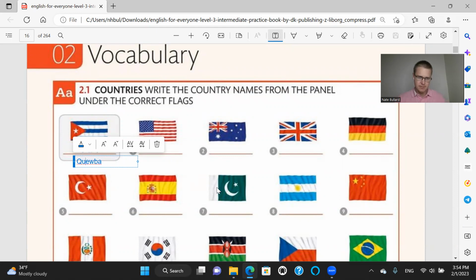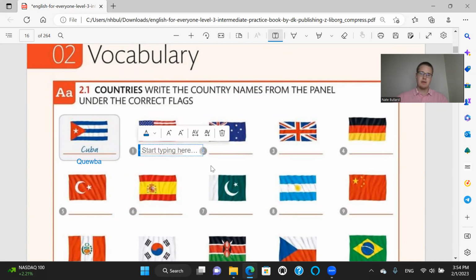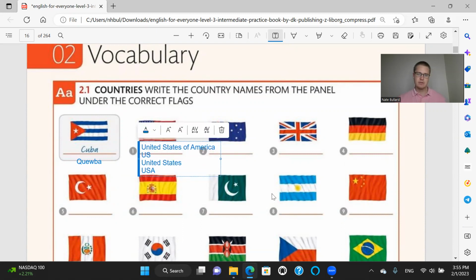Cuba. Okay, this one, you guys know this one. This is the United States of America. We can also say the US, the United States, or the USA. We can use any of those names. United States of America, US, United States, or USA.